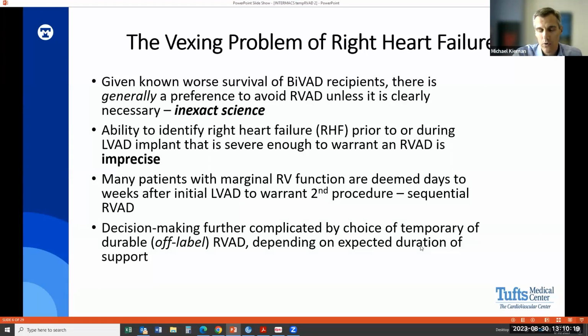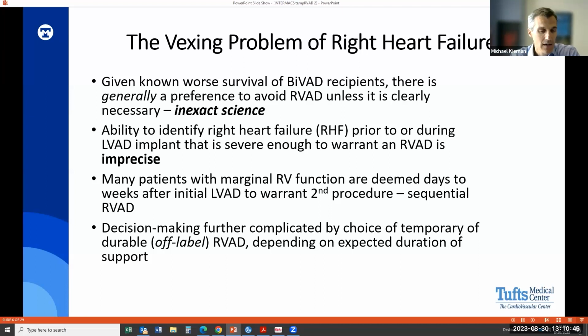And then decision-making is further complicated by the choice of what type of RVAD to use. And over the course of today, we're talking about 2 different comparisons. So one is durable, and we'll look at examples of that, but essentially using an off-label RVAD, such as the HeartMate 3 or previously the HeartWare device, and putting one in the right ventricle or the right atrium, versus a temporary device, such as an Impella or a CentriMag, and that decision often depends on the expected duration of support.